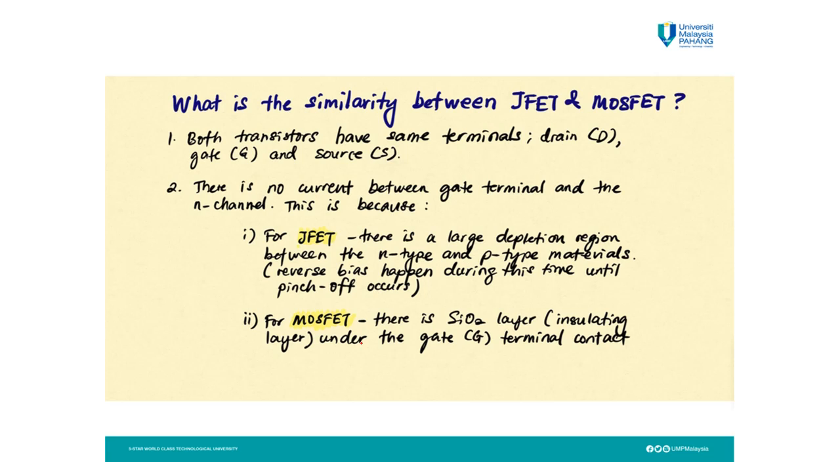Then for the MOSFET, there is a silicon oxide layer, which is the insulating layer under the gate terminal contact. So these two are the similarities between JFET and MOSFET. It means that for number two, there is no current at all at G, or we say that IG equals 0.